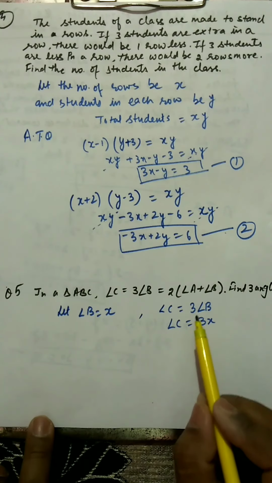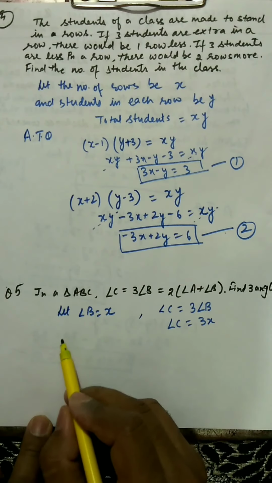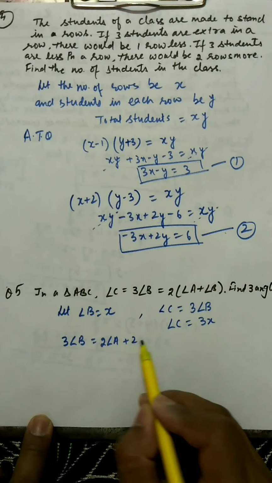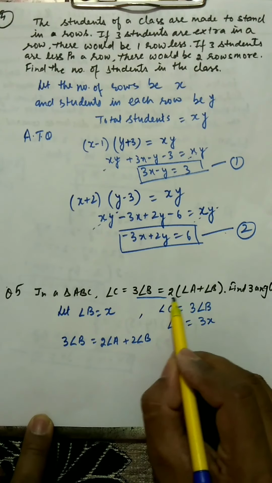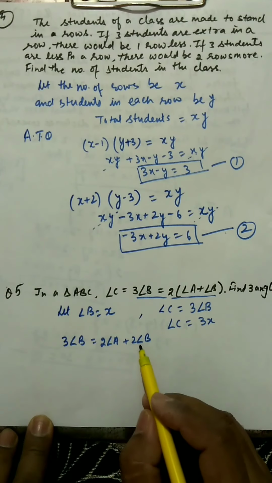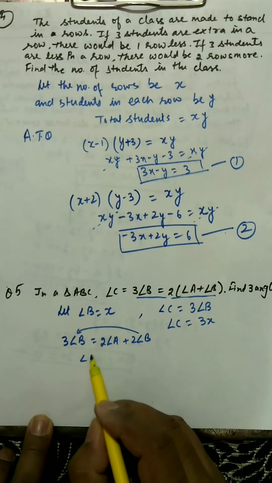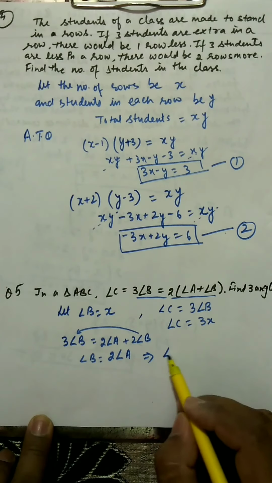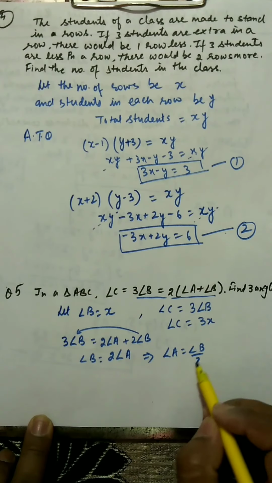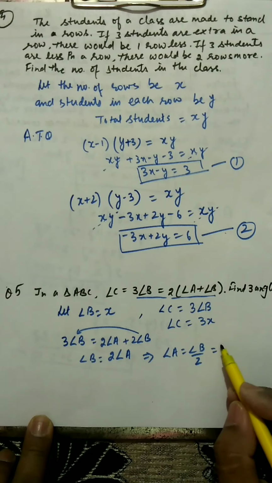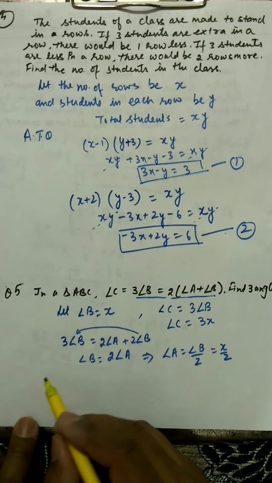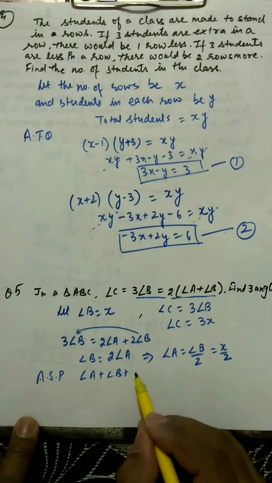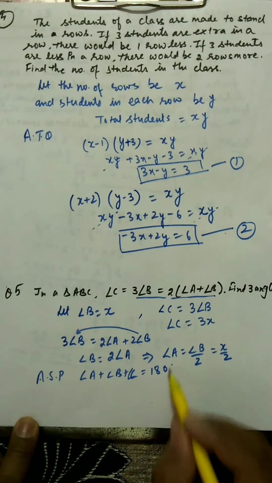And next, you can get the relationship from this, that 3B is equal to twice of angle A plus twice of angle B. This relation is also given to you. So you simplify this, you bring this here, then it becomes angle B equals twice of angle A. So from here you can write that angle A equals B by 2. So it means B you assumed as x, so it will be x by 2. And you also know by the angle sum property that angle A plus angle B plus angle C is equal to 180 degrees. So put all these values.